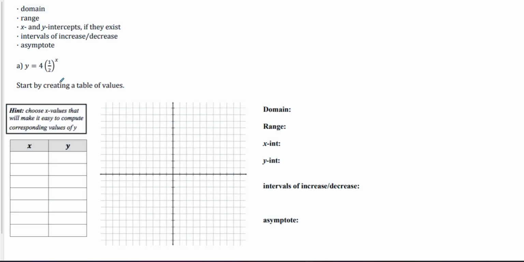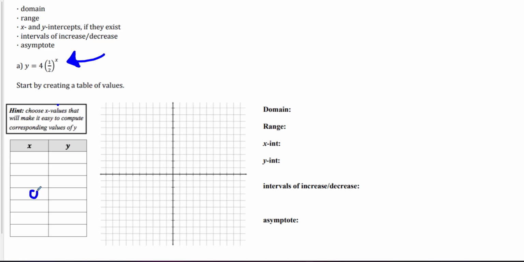So first things first, what's our equation? This is our equation. And now we're going to graph it. Choose x values that will make it easy to compute. So that's the key. And always try to choose easy x values and try to have some symmetry.